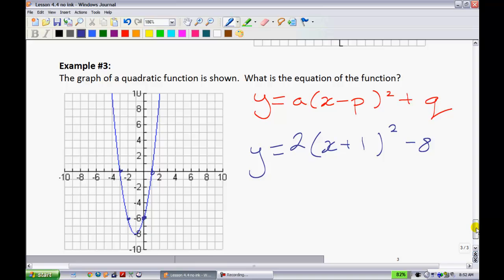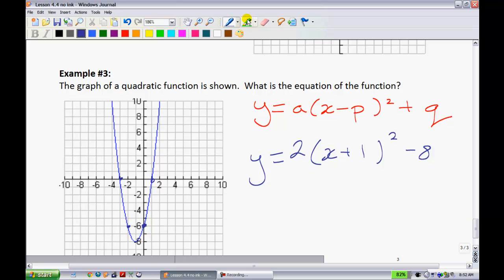All right. So that concludes this lesson. We now know what a, p, and q do with the graph. The q is going to move it up or down. The p is going to move it left or right. Always remember that that one's kind of opposite. So when you see a negative p, actually move it in the positive direction. If you see a positive, move it in the negative direction.